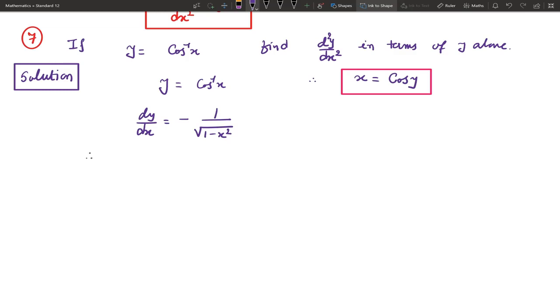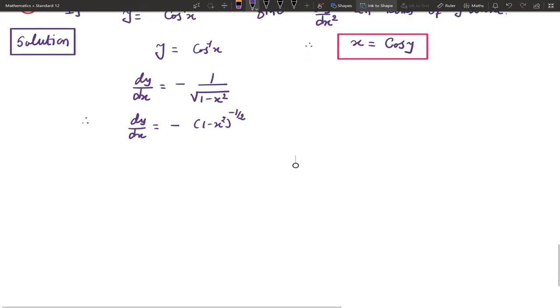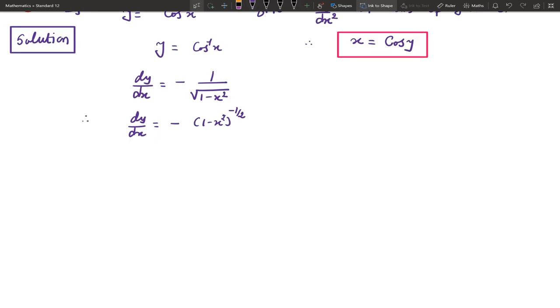So this can be written as dy by dx equal to minus (1 minus x square) raised to minus 1 by 2, by rules of indices. Again, if we differentiate this with respect to x, the second derivative d2y by dx2: first use the formula d by dx of x raised to n is n x raised to n minus 1, and then you have to use chain rule.